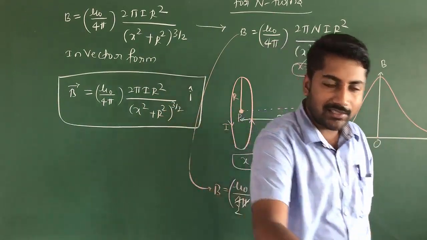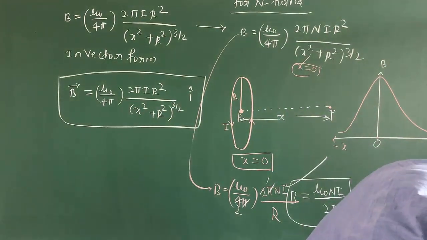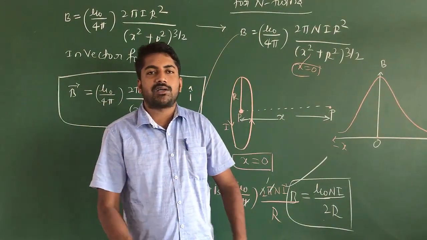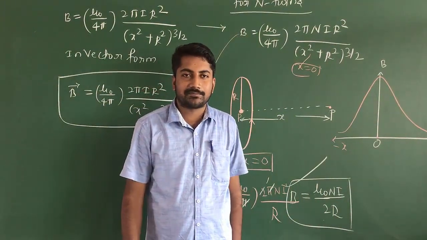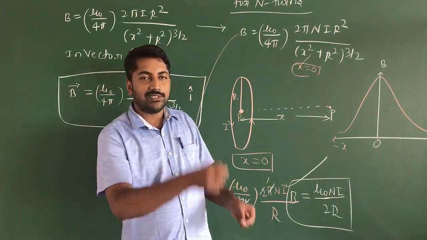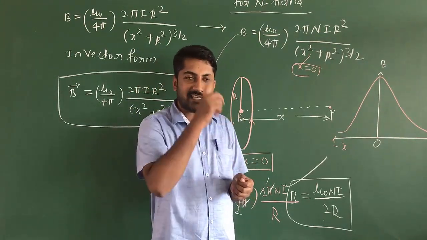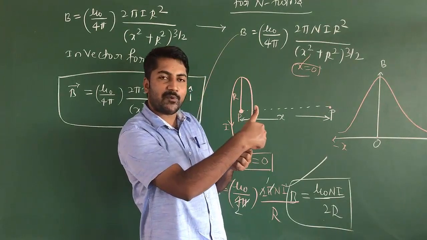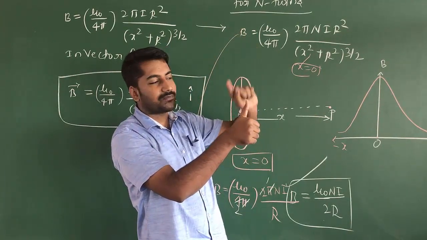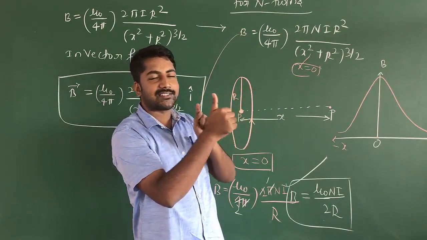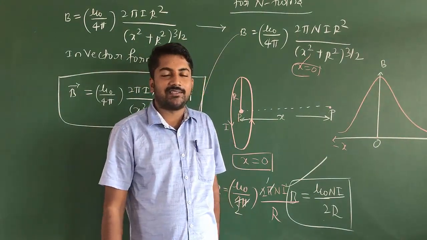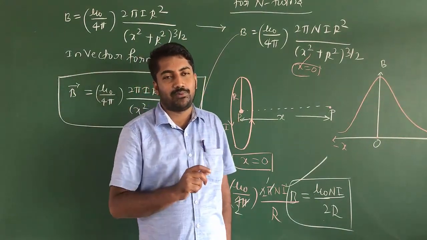Here, the right hand thumb rule, or right hand rule, states that for any conductor, any circular wire or straight wire enclosed by the right palm, the thumb indicates the direction of the current and the other fingers indicate the direction of the magnetic field. This is the right hand thumb rule.